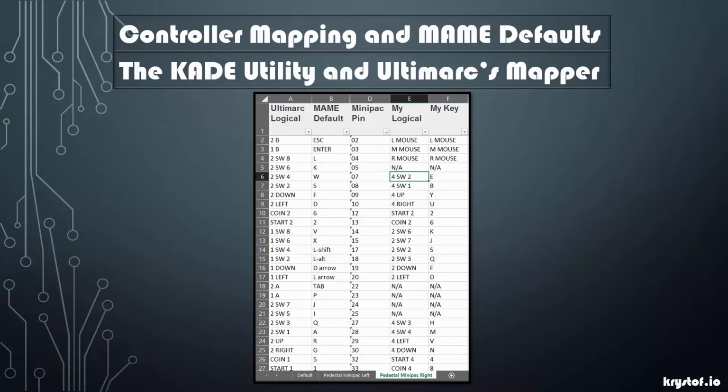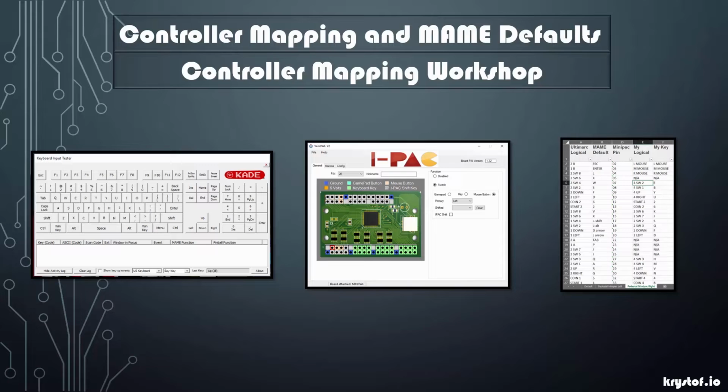The third piece is our mapping document. I created an Excel spreadsheet for each encoder, left and right, and created columns that represent the MiniPAC's default MAME mapping. I then put columns in to represent my custom mapping, taken from my hand-drawn notebook. So these are the three parts.